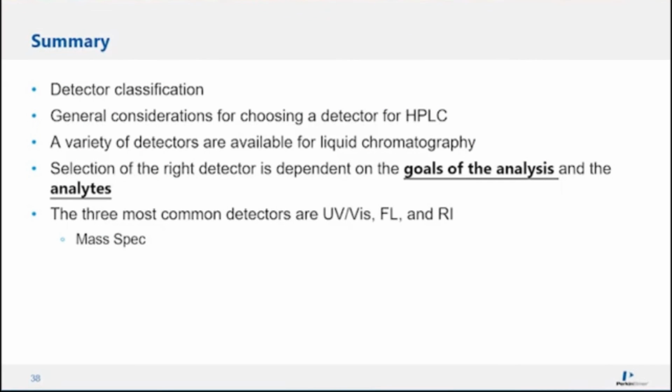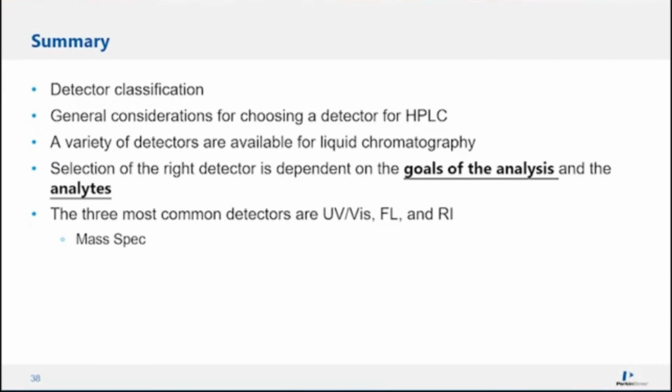To summarize the whole presentation, we went over how to classify the detectors as either bulk property or solute property. We discussed some of the general considerations for choosing a detector for HPLC, such as the limitations of sensitivity, selectivity, and whether or not you need to recover the sample after the analysis. Remember that there are a variety of detectors available for use with most liquid chromatography systems, and the selection of the right detector is highly dependent on the goals of the specific analysis and the analytes themselves. Finally, the three most common detectors that you're going to encounter are usually UV-Vis, fluorescence, and refractive index.